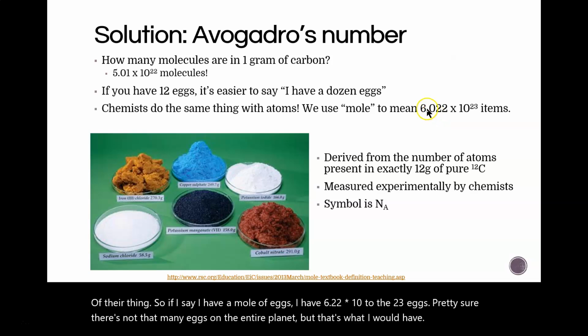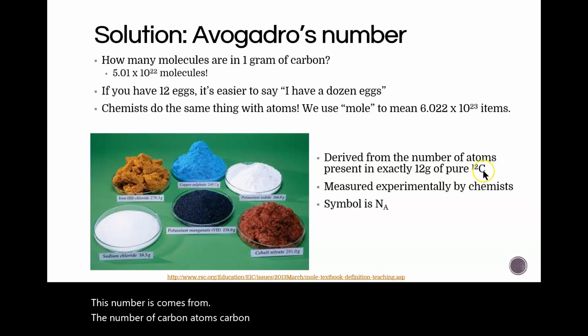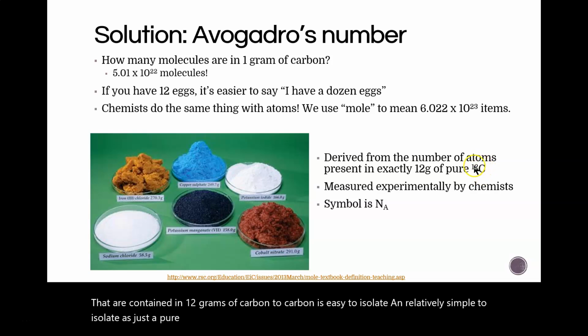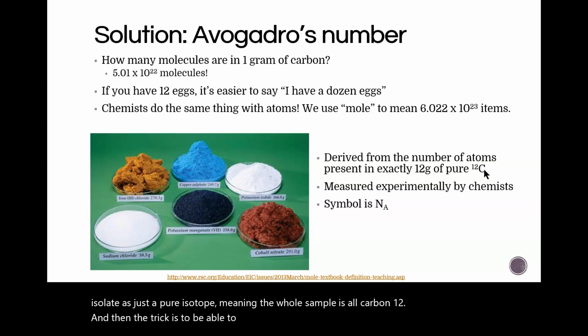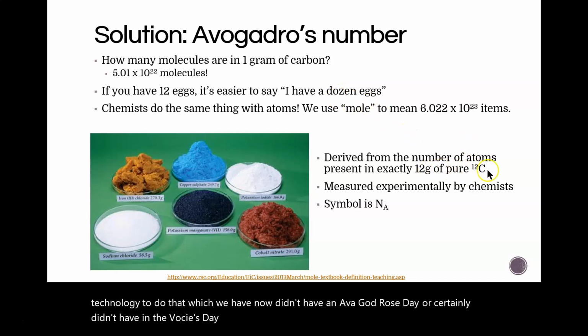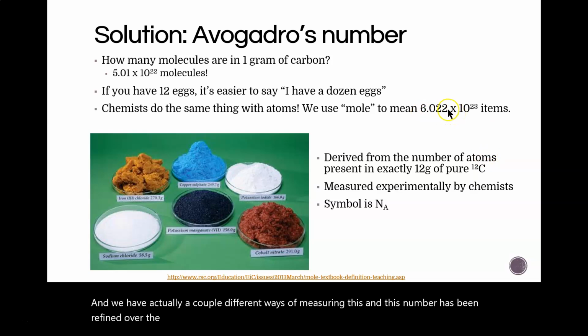This number comes from the number of carbon atoms, carbon-12 isotopes in particular, that are contained in 12 grams of carbon. So carbon is relatively simple to isolate as just a pure isotope, meaning the whole sample is all carbon-12. And then the trick is to be able to count how many atoms are in there. And so we need some technology to do that, which we have now. Didn't have in Avogadro's day, or certainly didn't have in Lavoisier's day. But we can do it now, more or less. And we have actually a couple different ways of measuring this, and this number has been refined over the years. There's actually even more significant figures if you want to look on Wikipedia.